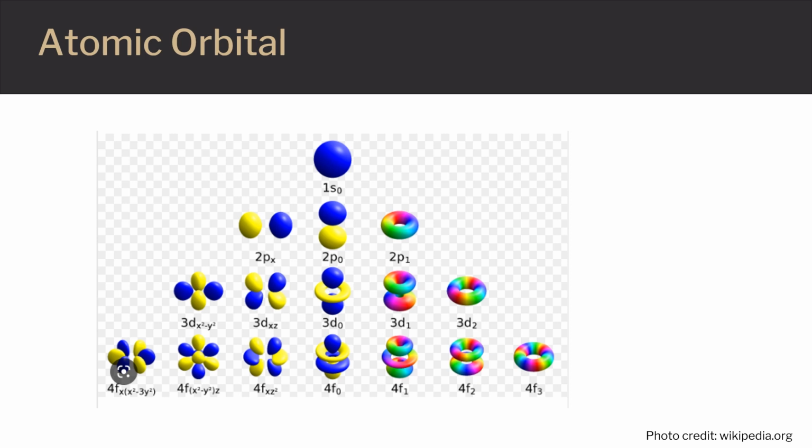The third level, n equals 3, has 3 sublevels, 3s, 3p, and 3d. Thus, the third energy level has 9 orbitals: 1 3s, 3 3p, and 5 3d. The fourth level, n equals 4, has 4 sublevels, 4s, 4p, 4d, and 4f. Thus, the fourth energy level has 16 orbitals: 1 4s, 3 4p, 5 4d, and 7 4f orbitals.